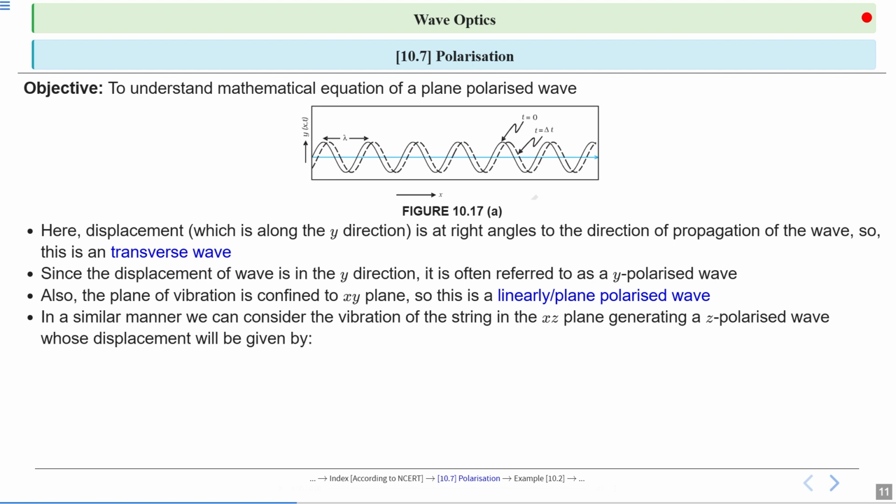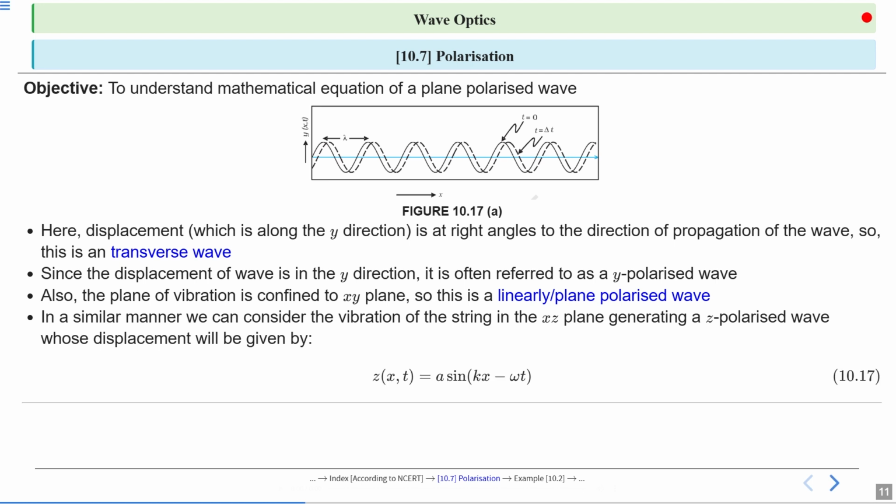In a similar manner, we can consider vibrations occurring in the xz plane. This would generate the z polarized wave. So x is the direction of propagation and z is the direction of oscillation of the electric field. Okay, so this would generate a z polarized wave. This shows us how polarization can occur in different planes depending on the orientation of the wave's oscillation.